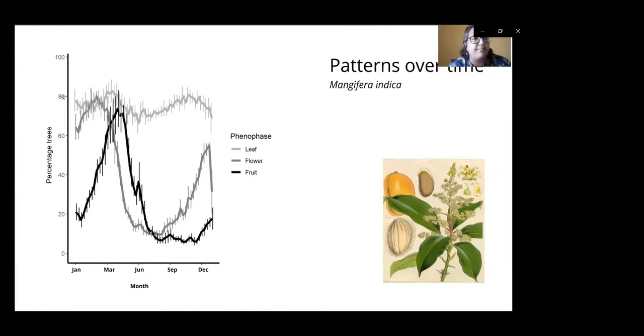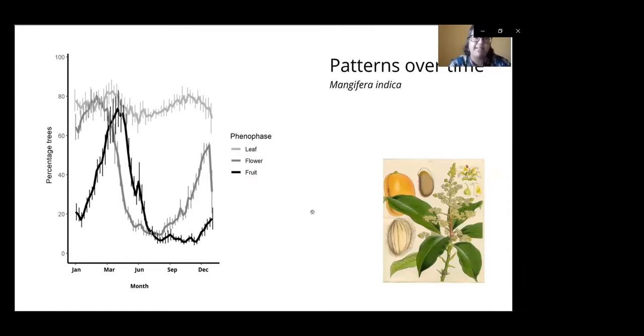Here we observe that mango has leaf nearly throughout the year, and 80% of the trees have leaf nearly throughout the year. And there is a peak in flowering in the months of February and March, and there's a peak in fruiting in the months of April and May.